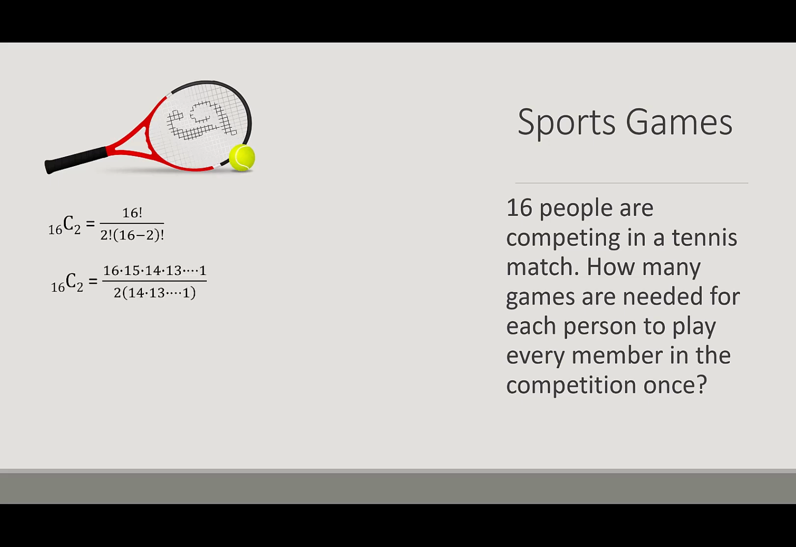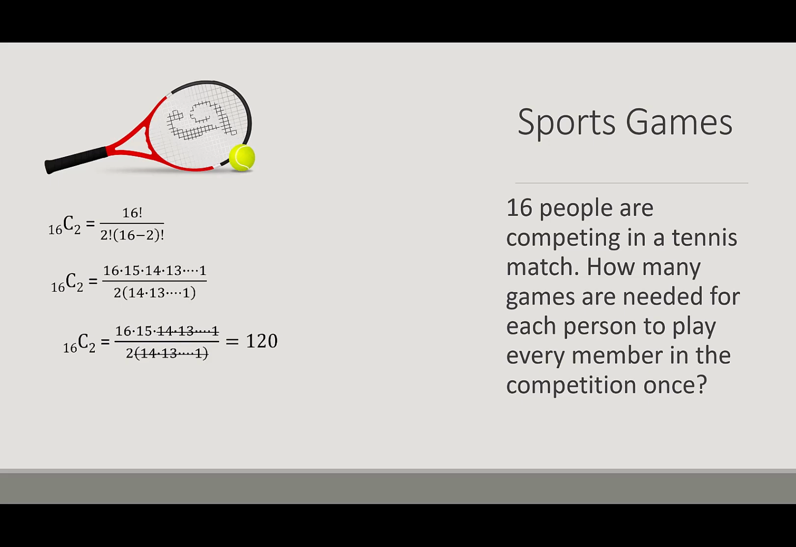This expands to 16 times 15 times 14 times 13 all the way down to 1. 2 factorial is 2 times 1, which is just 2. 16 minus 2 is 14, so 14 factorial is 14 times 13, and again all the way down to 1. In the numerator and denominator, we have common factors. We can cancel out the 14 times 13 down to 1 on the top and bottom. This leaves us with 16 times 15 over 2, which is 120.